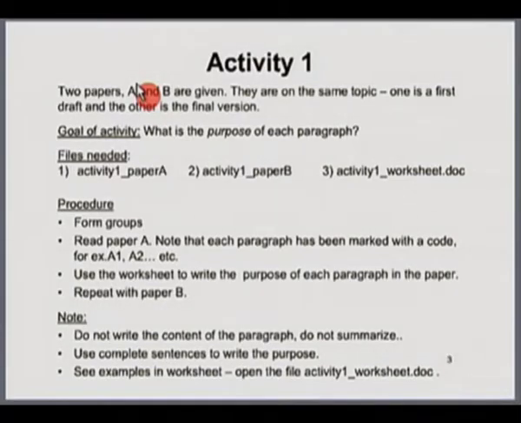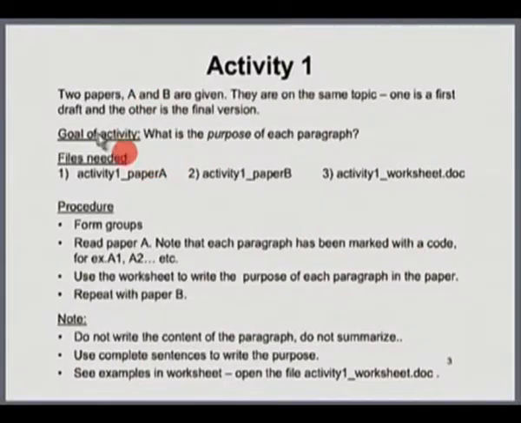I will try to upload it on this PC also in a moment. But you should be able to see paper A, both papers are only 2 pages long. Each paragraph has a code associated with it. Paper A has codes which go from A1 to A9. The goal of this activity is to identify what is the purpose of each paragraph in that particular paper.